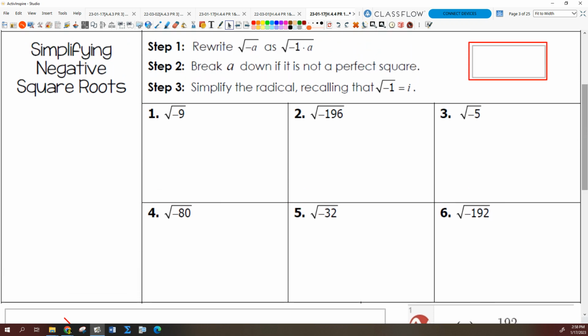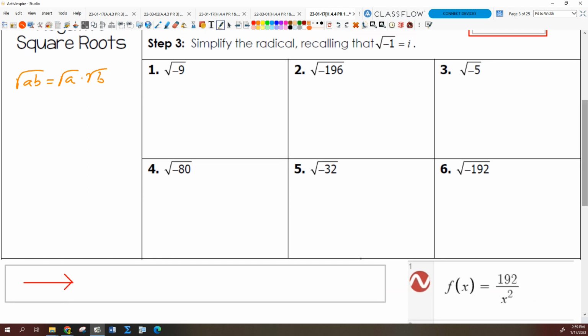So number 6. Okay, if you follow these steps up here, what we're doing is this. We're going to rewrite the square root of a times b as the square root of a times the square root of b, right? Well, all we're going to do here is change the negative 192 in the radicand into a negative 1 and a positive 192. That's our strategy whenever we're simplifying square roots with negative radicands.